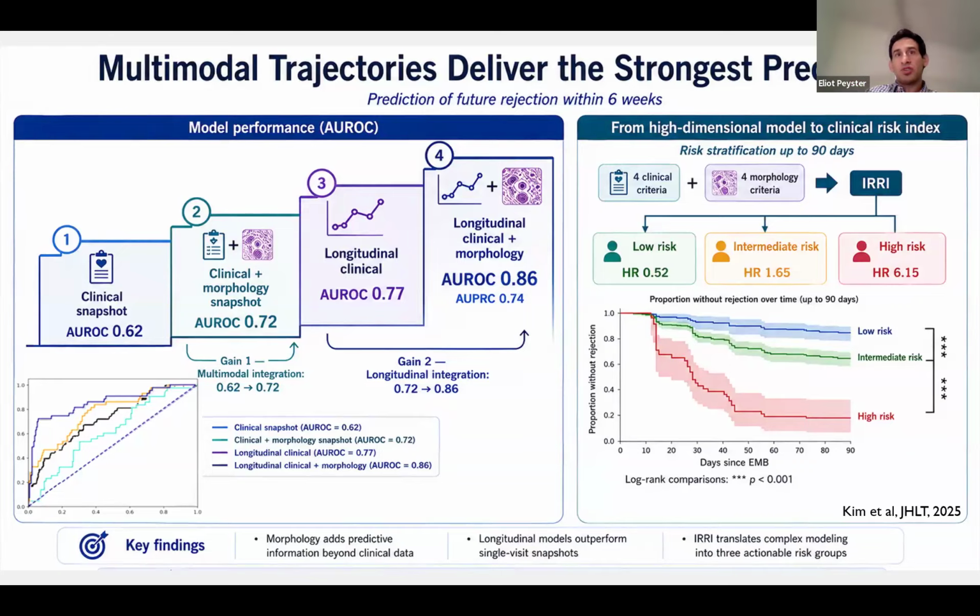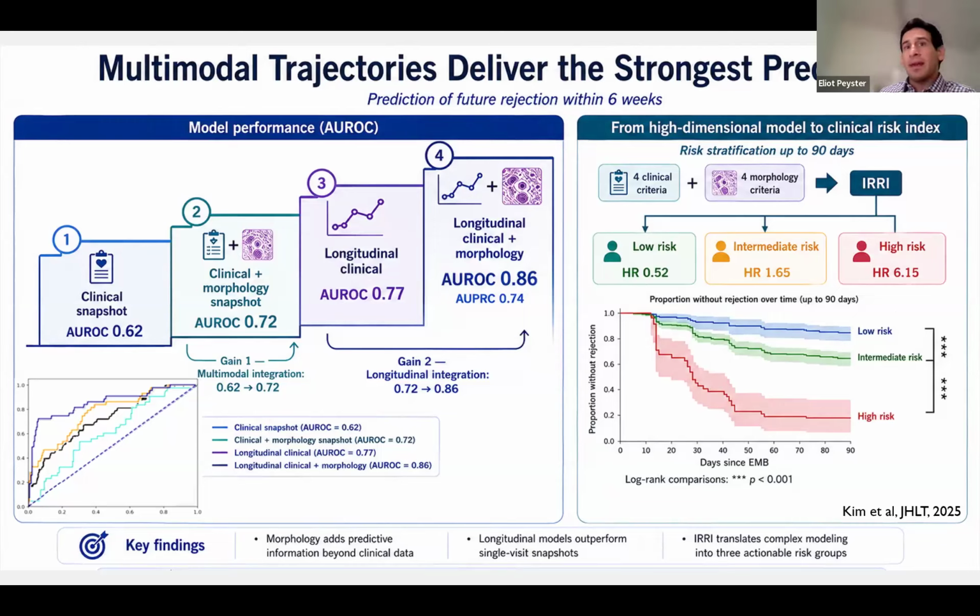Now, the high-dimensional extreme gradient boosting method we used for these models included hundreds of features. It is not particularly practical as a bedside tool. So we next distilled the best, most interpretable predictors into an integrated rejection risk index, or IRI. IRI used just 4 clinical and 4 morphologic risk factor categories to assign encounters to low, intermediate, or high-risk groups. And those groups showed strikingly different rejection risk trajectories. Patients identified as high risk were more than 6 times as likely to develop rejection over the next 90 days, while low-risk patients had roughly half the risk of the reference population.